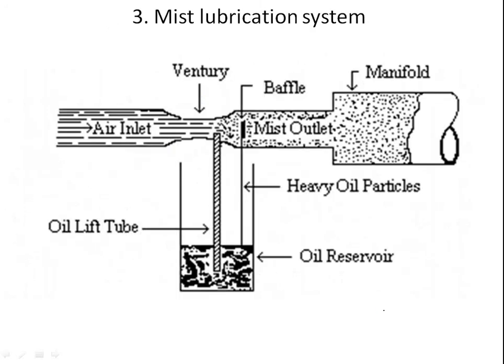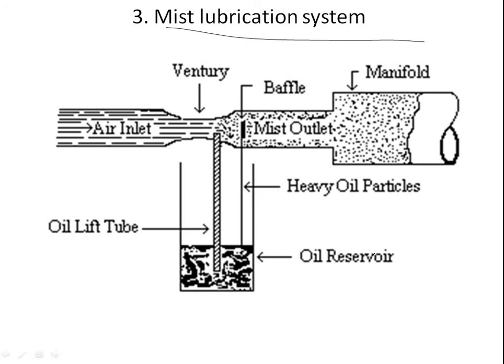Next we will discuss the mist lubrication system. This is the third type, and it is used for two-stroke cycle engines. These engines are lubricated by adding 2 to 3% lubricating oil in the fuel tank. The oil and fuel mixture is induced through the carburetor. Gasoline is vaporized and the oil in the form of mist goes via the crankcase into the cylinder.